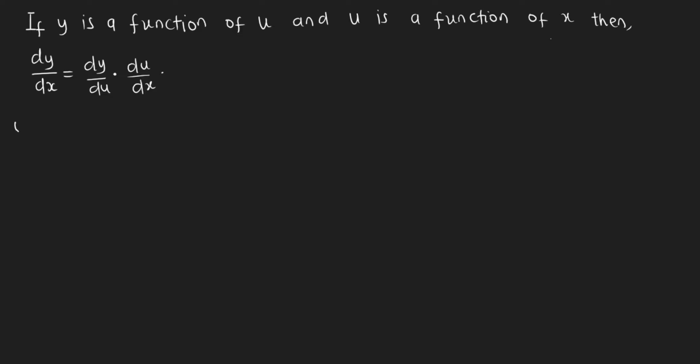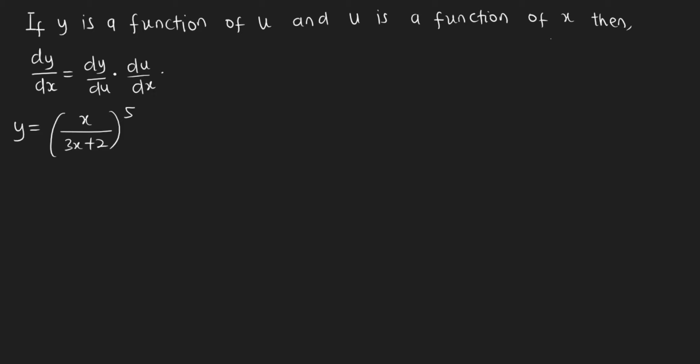Let's say we have y equal to x divided by 3x plus 2, all to the power 5. So this is y here. Now you have to find the derivative of this function. But from the definition, you see that y is a function of u.